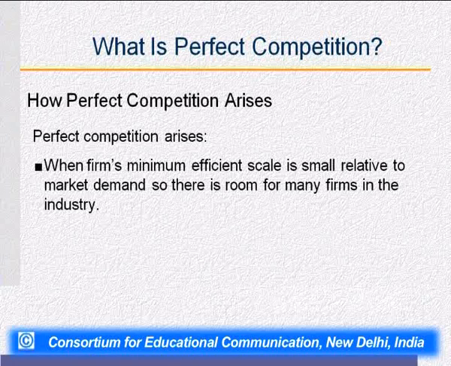Now, how does perfect competition arise? As I said, perfect competition arises when a firm's minimum efficient scale is small relative to market demand, so there is room for many firms in the industry. Suppose a firm is not able to fulfill the market demand and its production is very low relative to market demand. Then other firms want to enter the industry to grab the profits, because the existing firm is not able to expand its production up to the mark of market demand. So when a firm's minimum efficient scale is small relative to market demand, there is room for many firms in the industry.